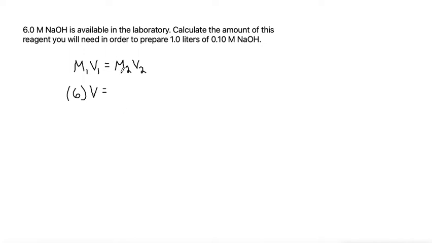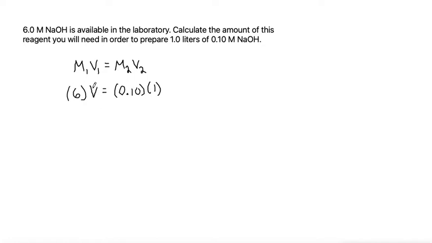The M2 is the diluted molarity, which is given as 0.10. And the volume of that diluted solution is 1 liter. So again, I'm just going to plug this in as a number, but because this has a unit of liters, the V that I'm solving for will also have a unit of liters.